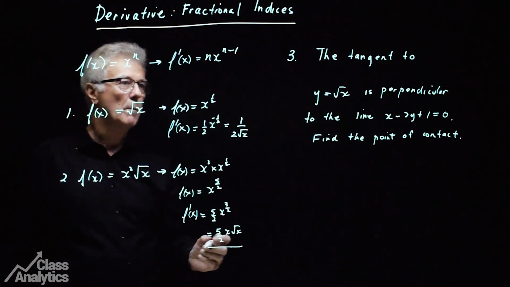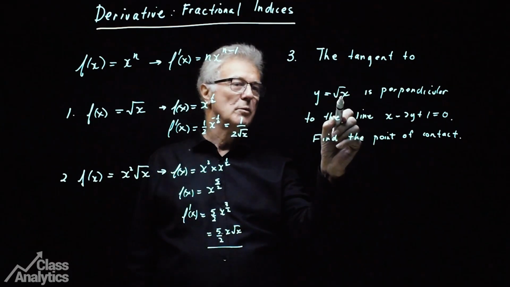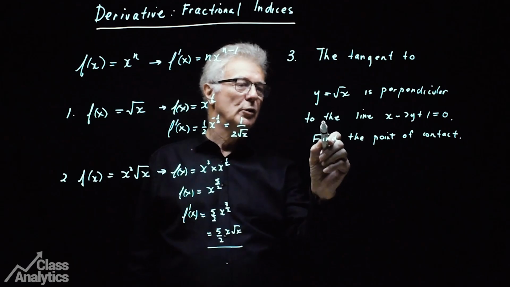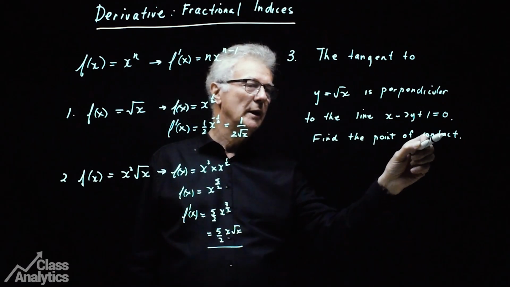Now in application, we move across to this one. The tangent to y equals the square root of x is perpendicular to the line x minus 2y plus 1 equals 0. Find the point of contact.